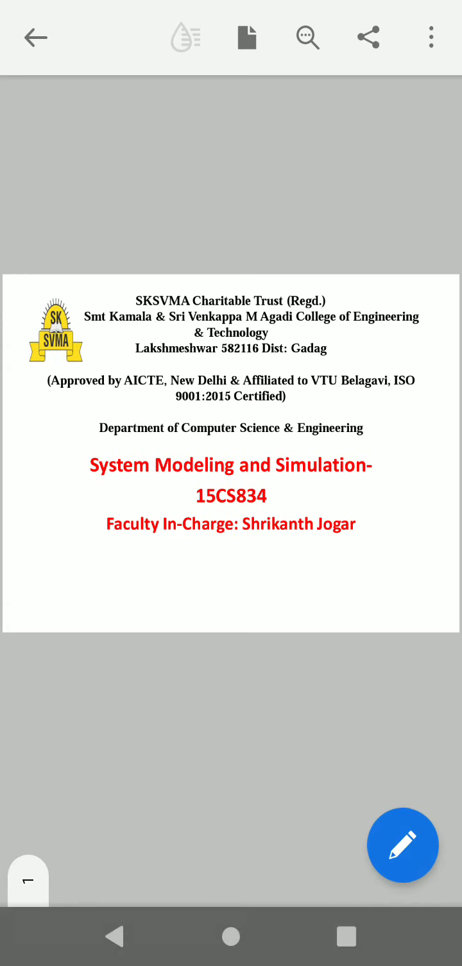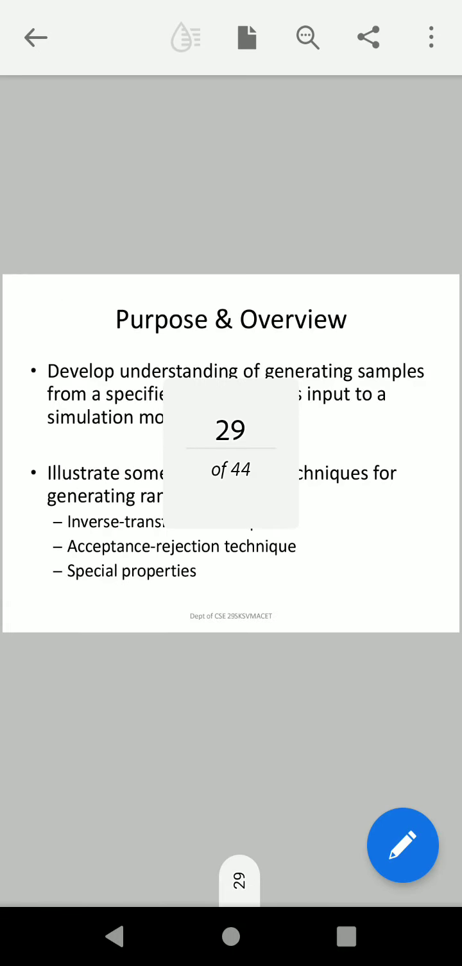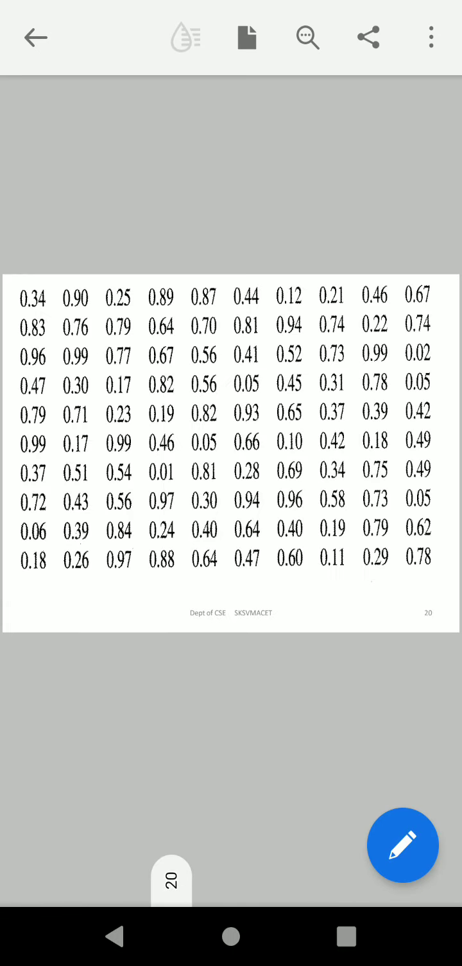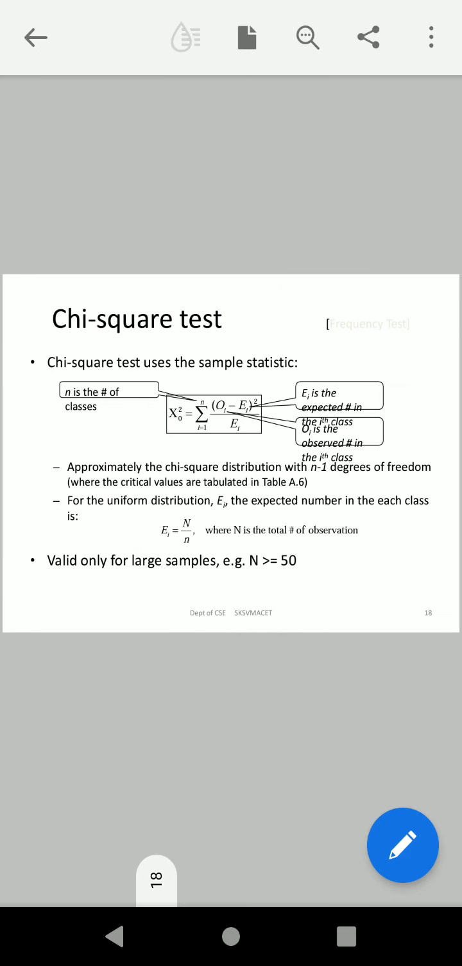Today we will discuss the chi-square test. The chi-square test uses the sample statistic χ0² = Σ from i = 1 to n of (O_i − E_i)² / E_i. Here O_i is the observed number in the ith class, and E_i is the expected number in the ith class.